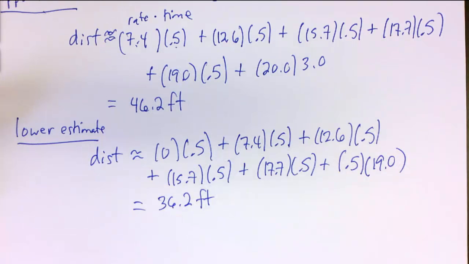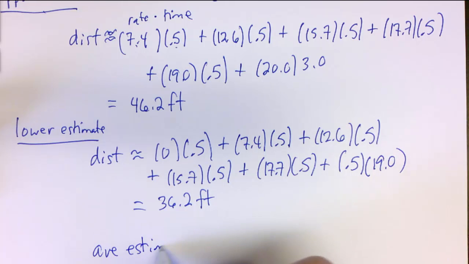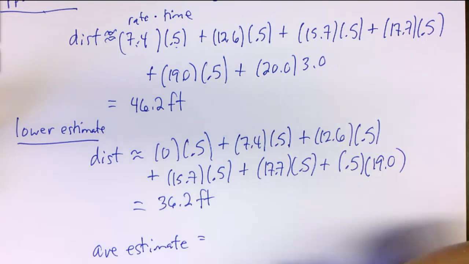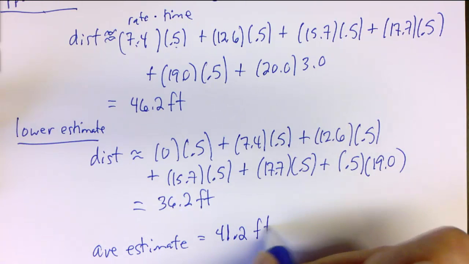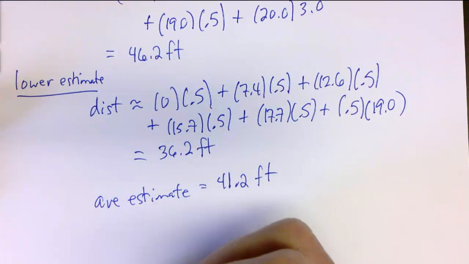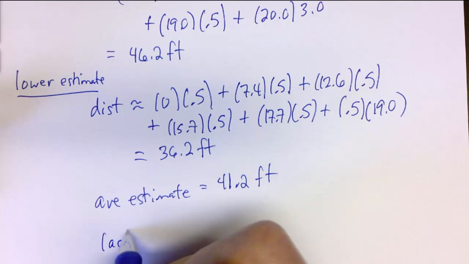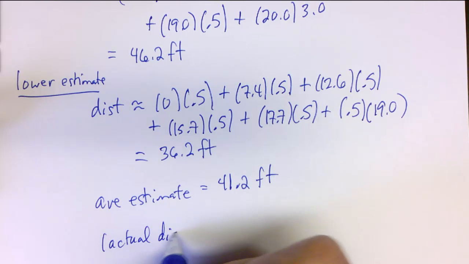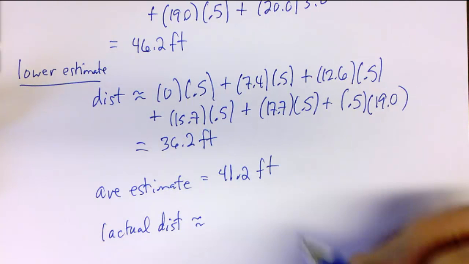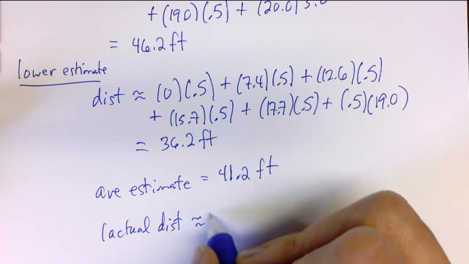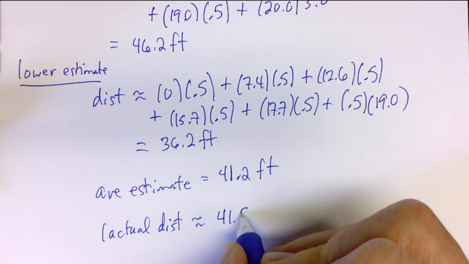So the true distance she's traveled is somewhere between these two numbers. We could average these together, and that would give us about 41.2 feet, which is remarkably close. The actual distance she went, I got these numbers using a formula, and when I added everything up for that formula using infinitely many terms in my sum, I got 41.5 feet.